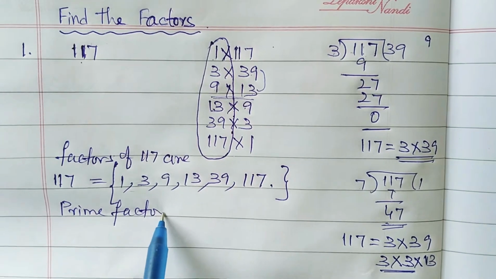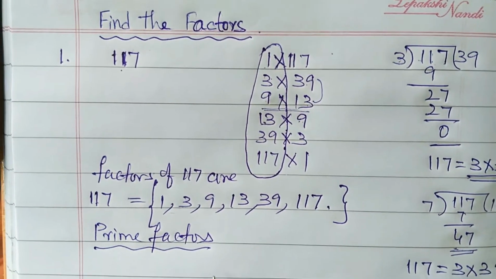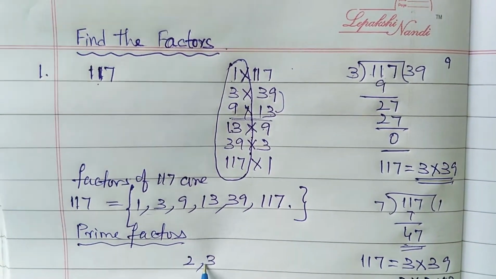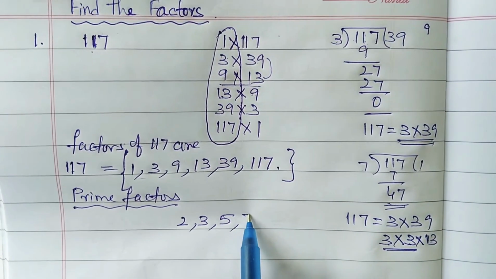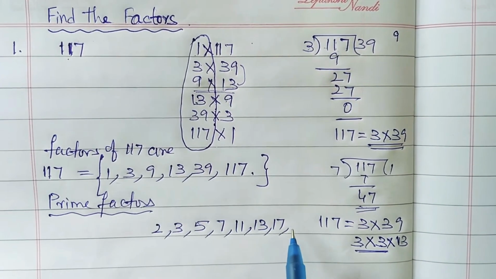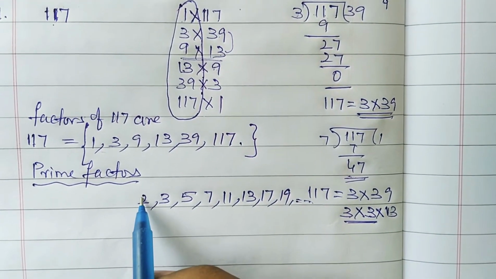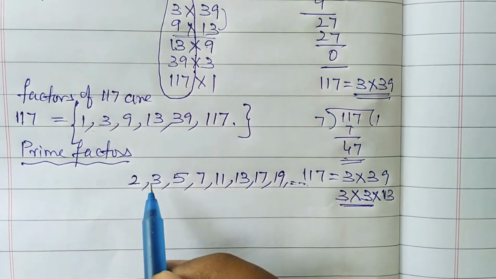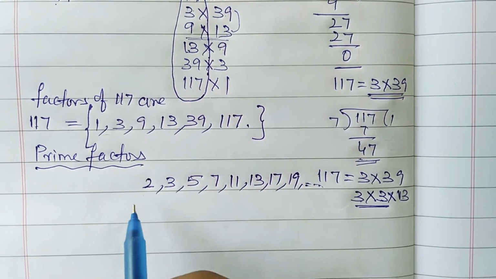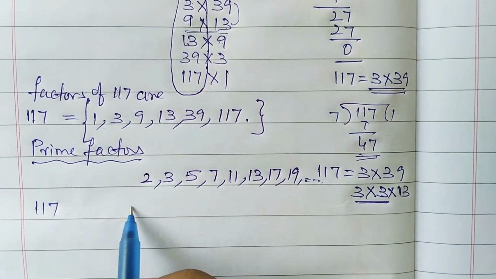Suppose you are asked to write the prime factors. What is the difference between factors and prime factors? What are prime numbers? Prime numbers are 2, 3, 5, 7, 11, 13, 17, 19 and so on. So what is a prime number? A number which has only two factors, one and itself, is called a prime number.